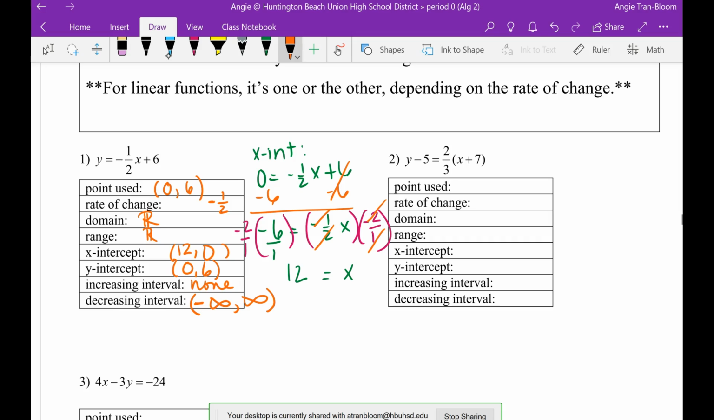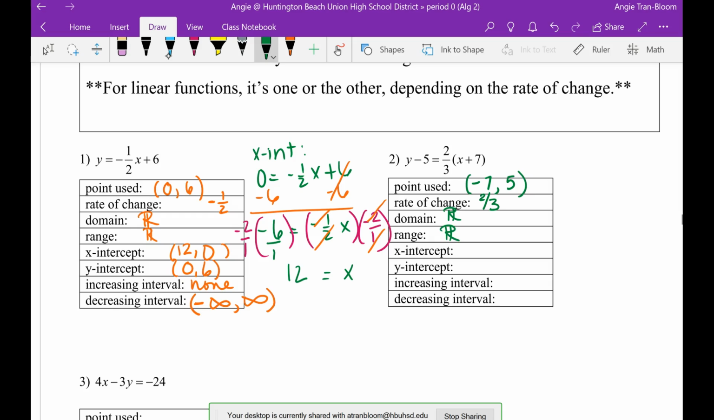Let's do the second one. What point did we use? Negative 7, 5. Rate of change? 2 over 3. All right, now let's look back at the graph. Domain and range. Tell me. All real numbers, because if you look at that line, they have arrows. Eventually, you're going to have all negative values and all positive values. Okay, all real numbers for both.